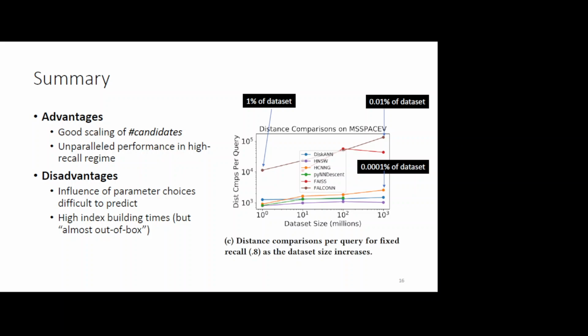But talk about its disadvantages. We have mentioned that the parameters are difficult to choose. Also it's difficult to predict its performance. It will influence your search time, your throughput, or your recall, but it's difficult to know how to make a good trade-off between them. And building your index structure usually takes a lot of time. So these are the main disadvantages of this method.